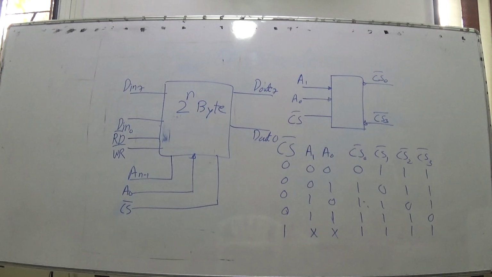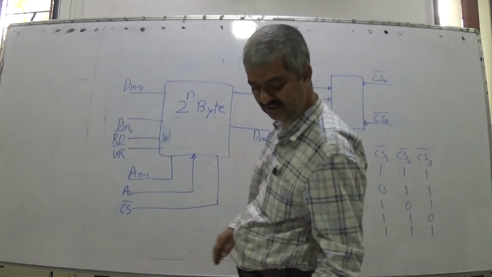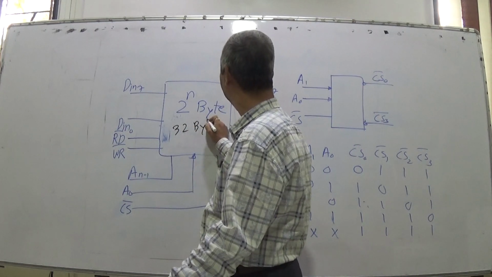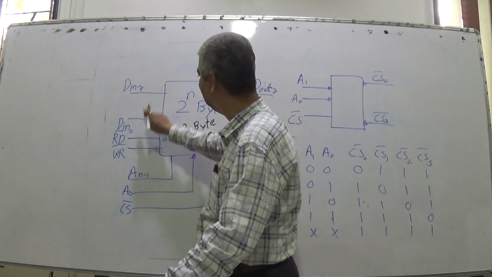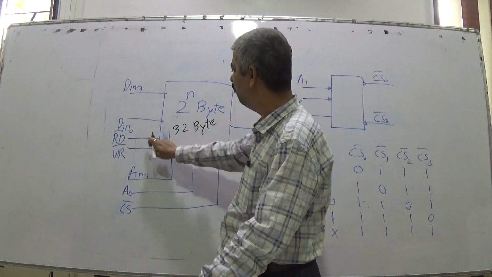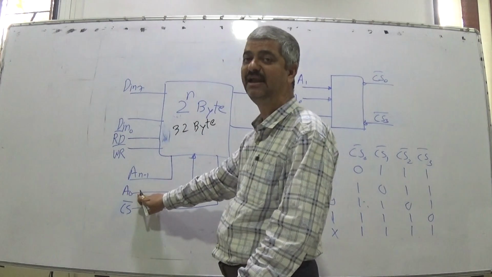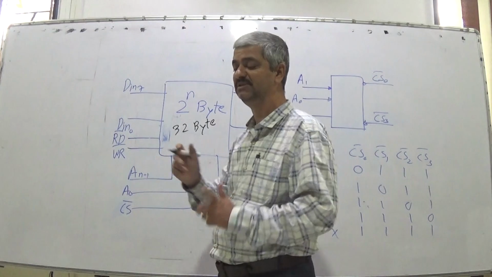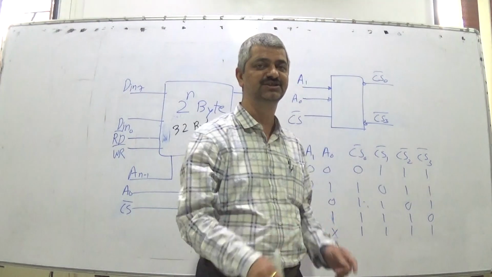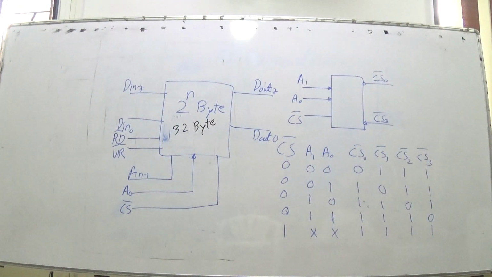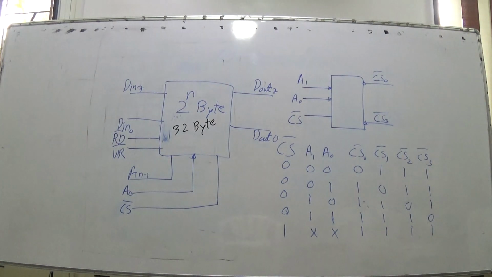Say for example, 32 byte memory cell will be having, say let us have, if we use 32 byte, 8 data in lines, 8 data out lines, 1 read bar, 1 write bar, 5 address lines A0, A1, A2, A3, A4, 1 chip select bar line. So this is the construction of a multiple byte memory cell.